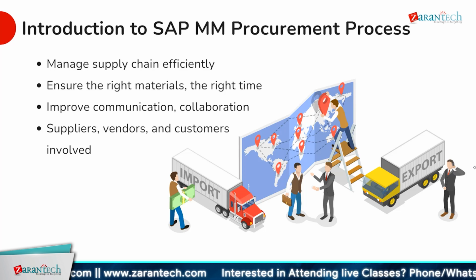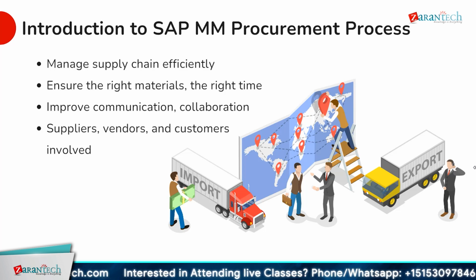SAP MM helps organizations streamline their procurement processes from identifying material requirements to processing vendor invoices. It improves communication and collaboration among all stakeholders involved in the procurement process, including suppliers, vendors, and internal customers. SAP MM supports the entire procurement cycle, enabling organizations to manage their purchasing activities effectively. By automating and integrating procurement tasks, SAP MM reduces manual effort, minimizes error, and improves process efficiency.